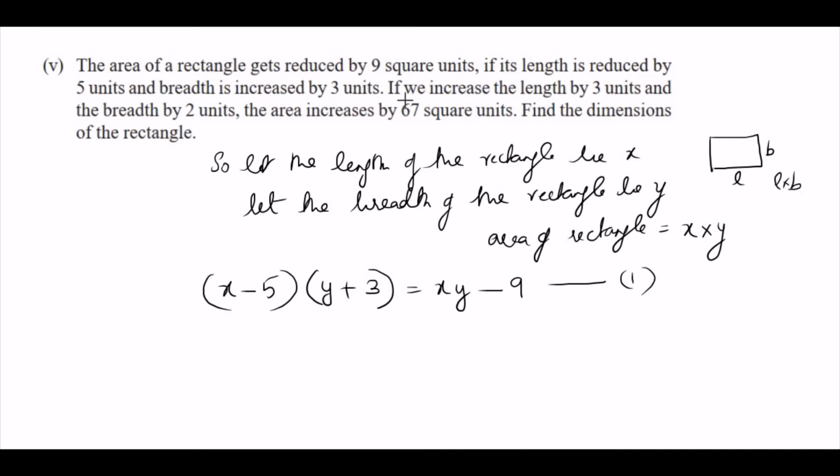And in the second part it is given, if we increase the length by 3 units and breadth by 2 units, that is x plus 3 into y plus 2. That is, we are increasing both the length and the breadth. Then the area increases by 67 square units. That is xy plus 67. That is our second equation.